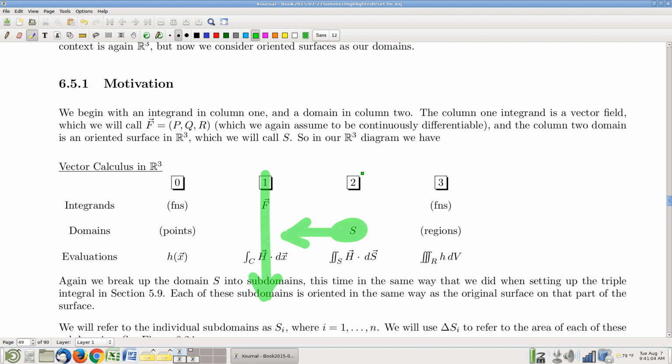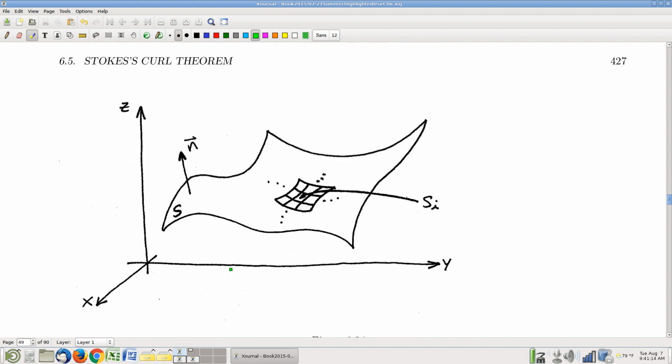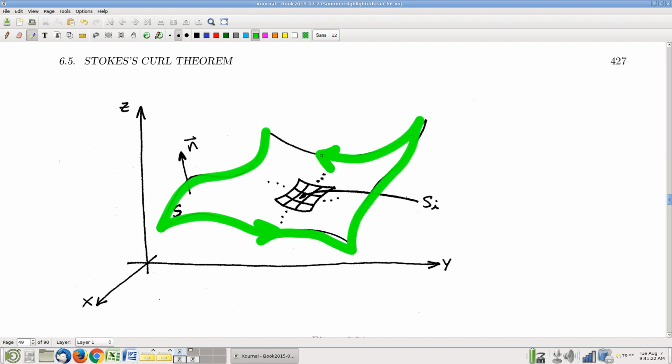We're going to look at a circulation and ask, can I view that circulation as accumulating, and can I further view that accumulation as a flux? Okay, so let's just start playing the game. Here's the original surface. Here's the boundary of that surface.